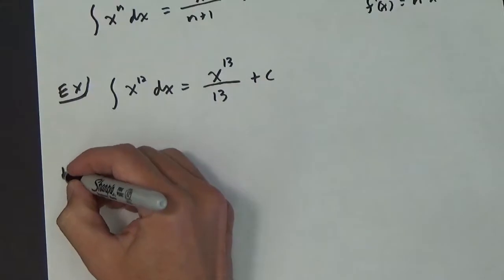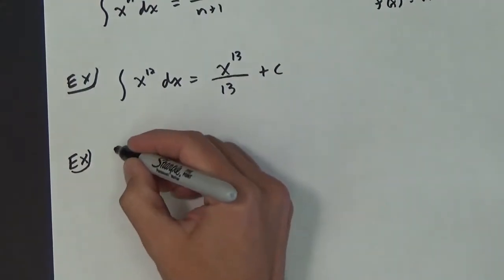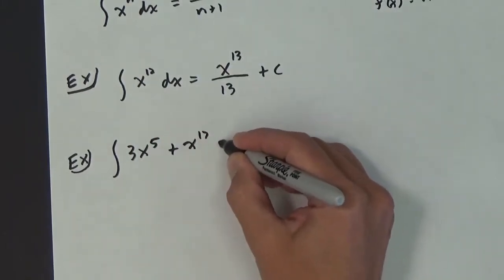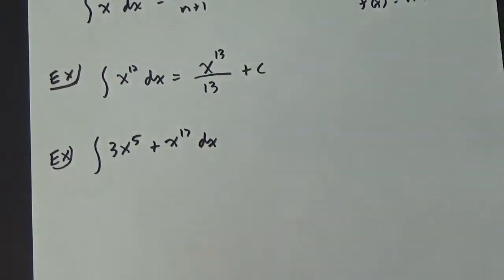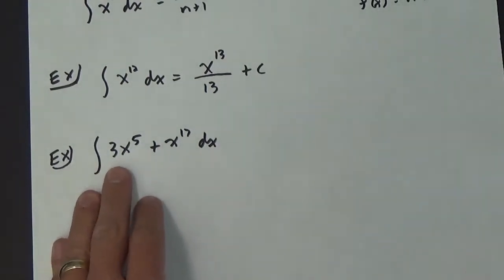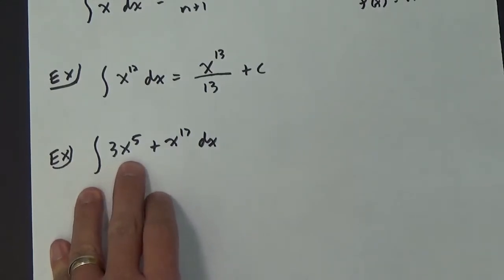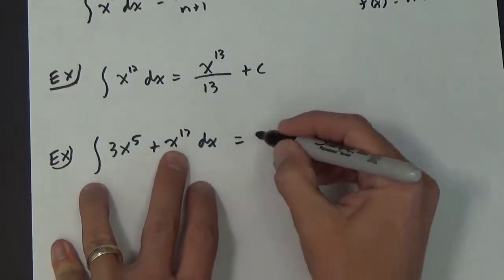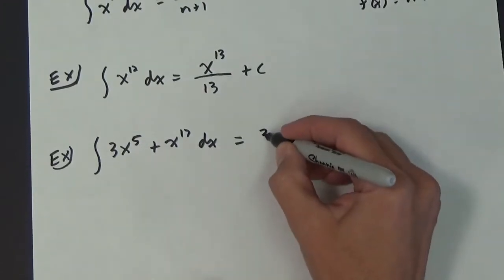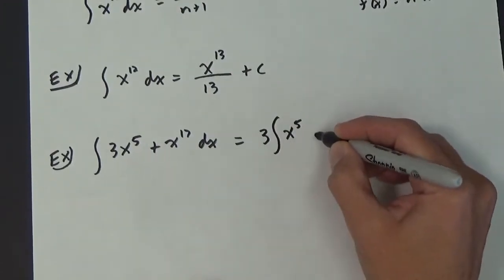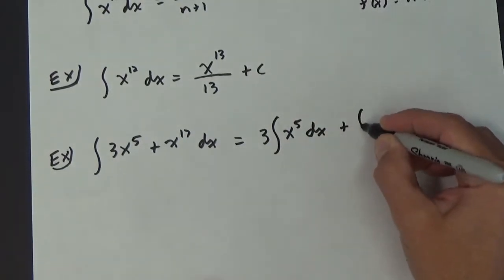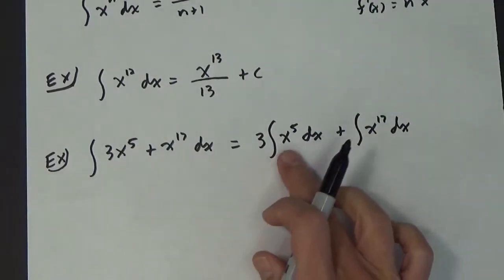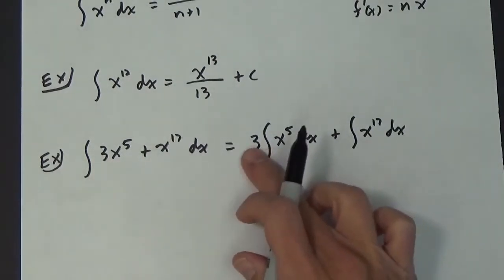Let's try another example. This example is going to be a little more extensive. Let's say we want to find the integral of 3x to the 5th plus x to the 17th dx. Now we have a constant 3 times x to the 5th, and then we have another adding of x to the 17th. So we can split this all up. We can take 3 times the integral of x to the 5th dx and add the integral of x to the 17th dx. If you are multiplying a function by a constant like 3x to the 5th, you can bring that out front.